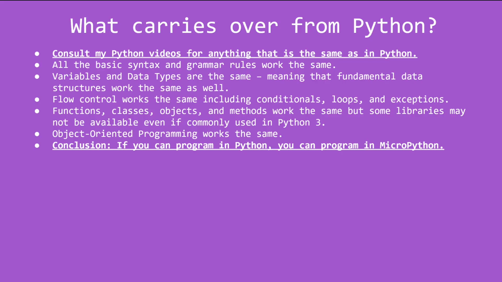Keep in mind some libraries, even if they are common for Python 3, might not be available, so always check. If you get into object-oriented programming, that works the same. Pretty much if you can program it in Python 3, you can probably program it in MicroPython. There are always exceptions to that rule, but there still may be workarounds. There's obviously, when it comes to memory limitations and such.